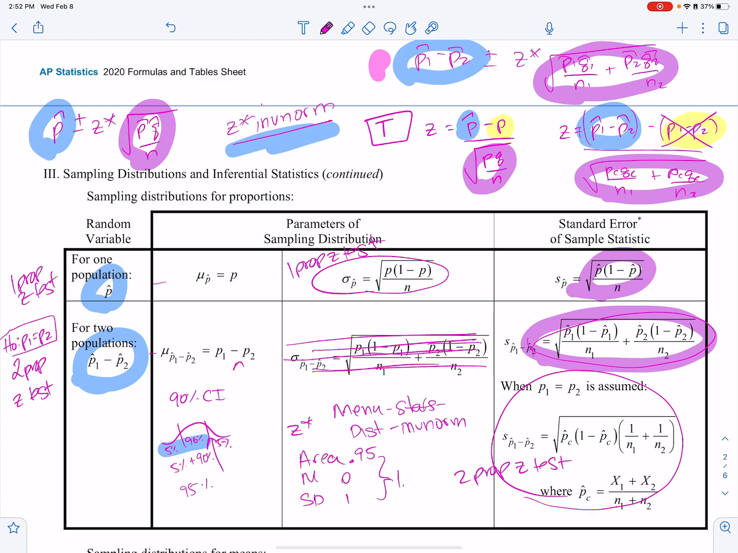When I put that in, I end up getting 1.645, and that would be my Z star for a 90% confidence interval. Remember, each confidence interval is different. Okay, and that's it. Hope the formula chart helps you and works as your quote-unquote cheat sheet on the test tomorrow.